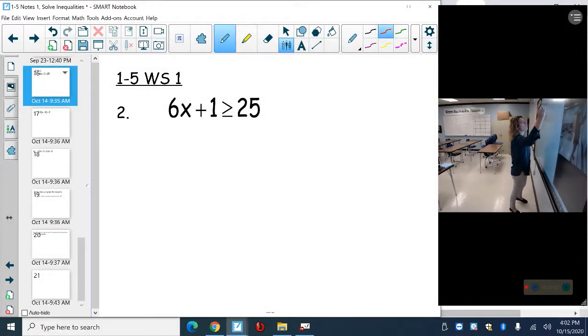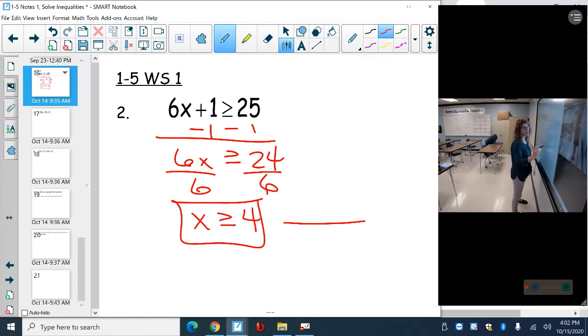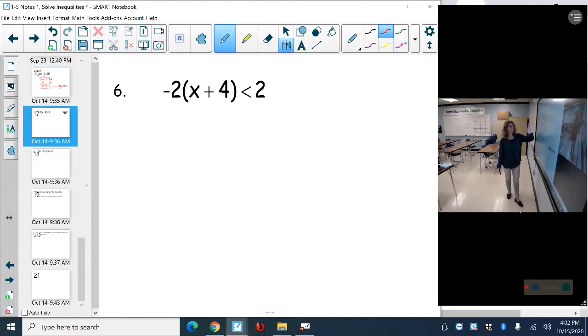Okay, we're going to go ahead and solve for x here. This is your homework for tonight. Subtract the 1. 6x is greater than or equal to 24. Divide both sides by 6. X is greater than or equal to 4. Go ahead and put 4 on the number line. It is greater than or equal to, so it's going to be a solid dot, and then I'm going to shade to the right. Okay?